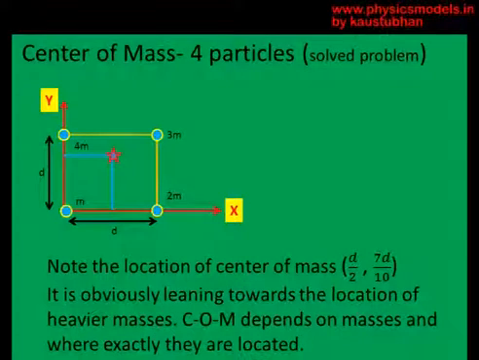So we notice that the coordinates d by 2 and 7d by 10 are plotted on the same 2D. You can see a star mark, and the star mark is the point through which the equivalent mass is acting, and you can very obviously see that it's closer to the heavier masses, which makes sense. So you can do a quick check of whether the calculation is making sense or not.